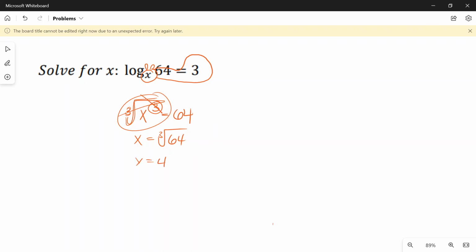So x is equal to 4 because we know 4 times 4 times 4 is equal to 64. So the cube root of 64 is 4. So we know that x is equal to 4.